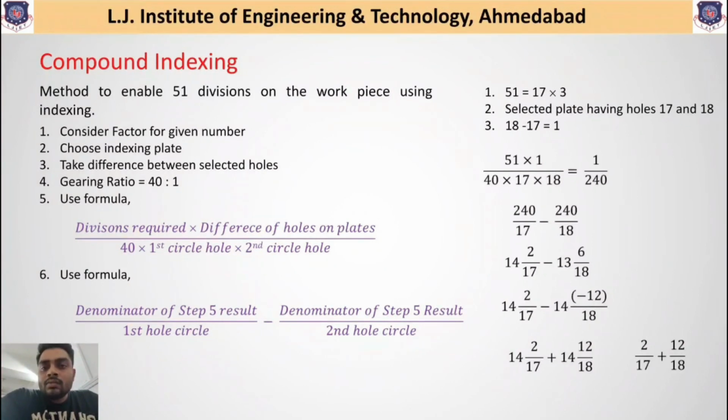which will give the first rotation to generate the equal division, and repeat this procedure 51 times, which will give you 51 equal divisions on the workpiece. And after the machining operation, you can obtain 51 number of teeth on the workpiece using this compound indexing method. So in this lecture we have discussed the basic steps which need to be followed to generate the component or to generate the gear using this compound indexing method.